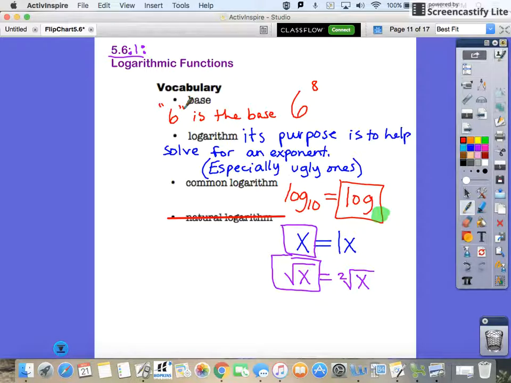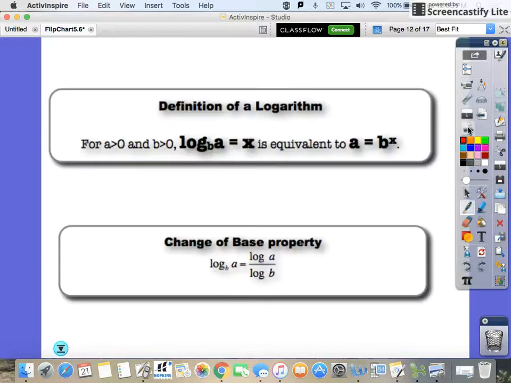When we rewrite exponents in logarithm form, this will make a little bit more sense. So again, this is kind of nonsensical right now. These are just some definitions so you're familiar with them, but we'll look at examples in a moment. The definition of a logarithm says that if a and b are more than 0, then log base b of a equals x. The way you read this is log base b of a equals x. It's equivalent to a equals b to the power of x.